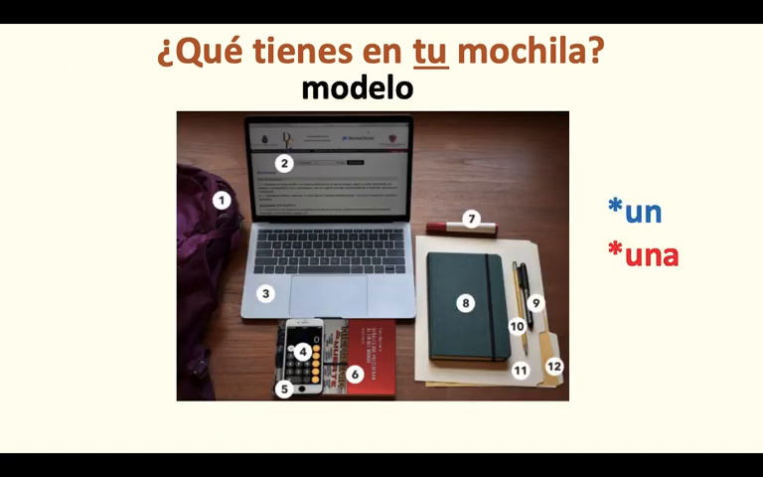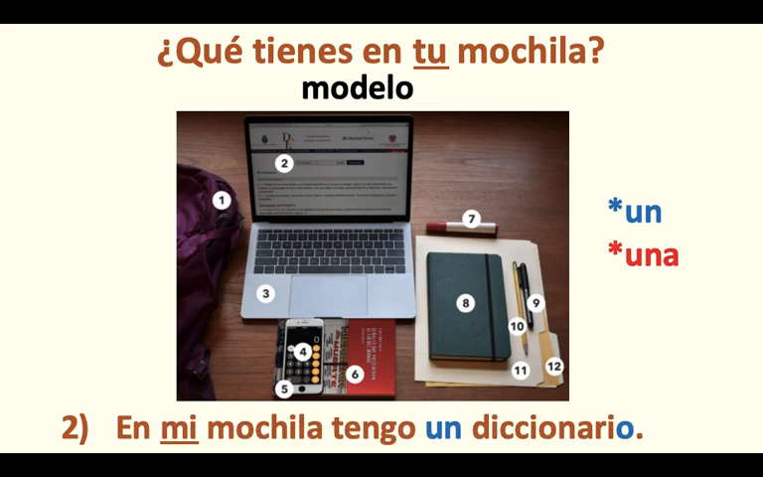So let's look at a modelo. I will ask the question, ¿Qué tienes en tu mochila? And then I'll give a number. Dos. And you can see that 2 is actually a dictionary. They've pulled up a dictionary there on the computer. So how would you say, in my backpack, I have a dictionary? En mi mochila tengo un diccionario. Tengo un diccionario. So you remembered el diccionario. You change that el to un to say I have a dictionary. Let's see how you do.